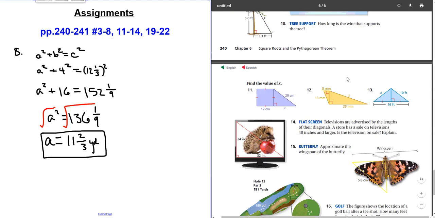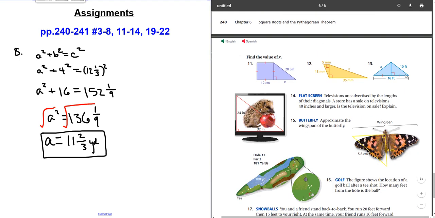The next section is 11 through 14. The first 3 are very similar to the ones we were just doing. So like if this side's 12, then this side's 12, and you're missing either A or B in your Pythagorean theorem. For number 12, this one's a little bit trickier.